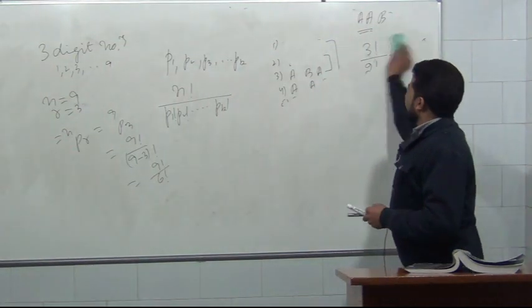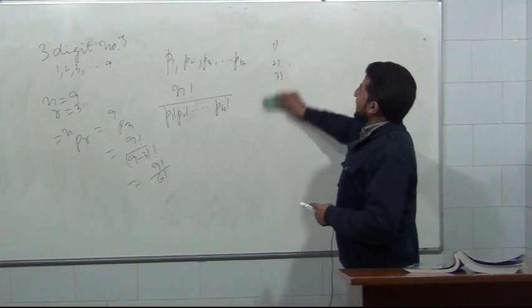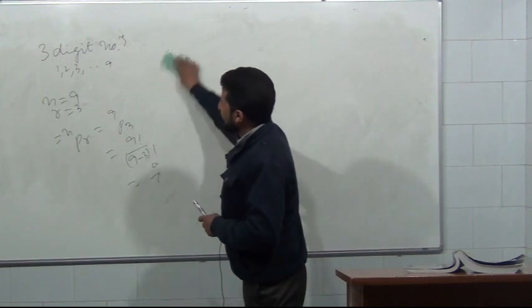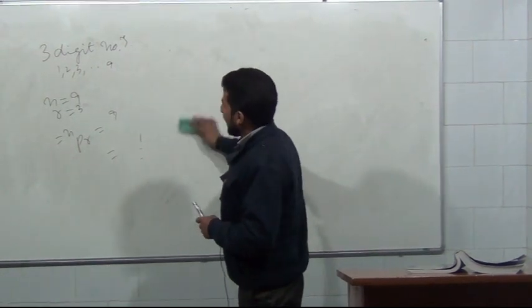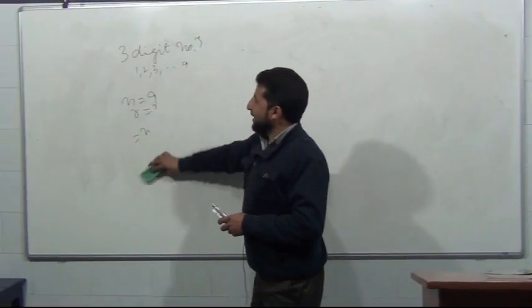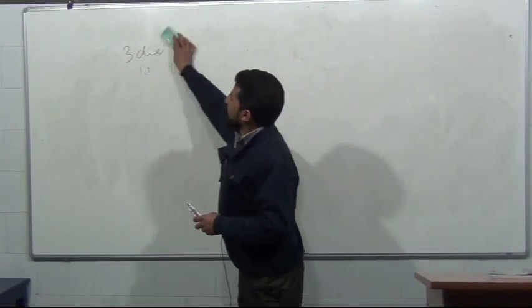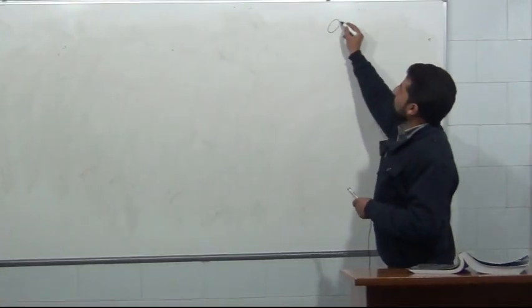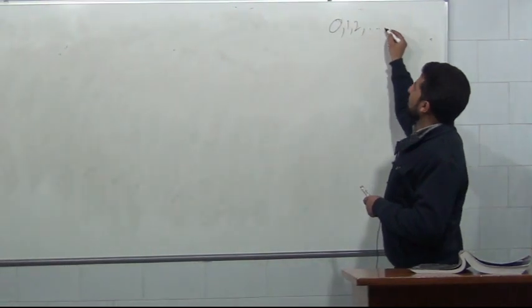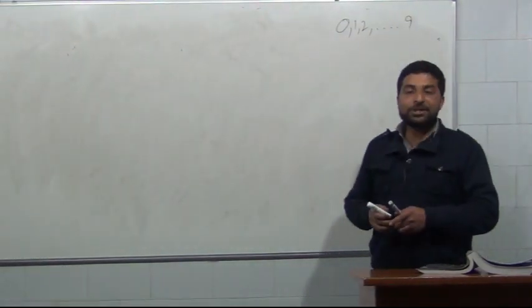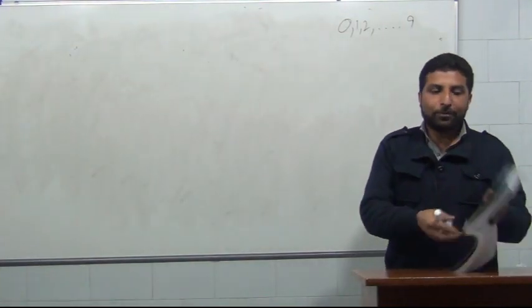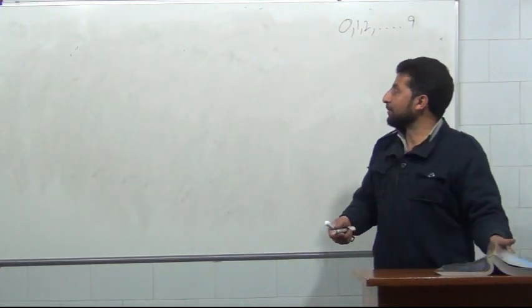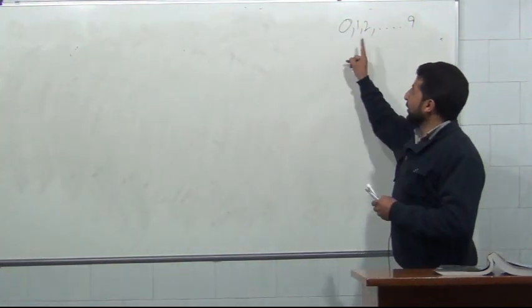Why? Because the digits start with 0. You have to start with 0, 1, 2, 3, 4, up to 9 symbols. How many symbols do you have? You have 10 symbols, so you have exactly 10 digits, starting with 0, 1, 2, and so on, up to 9. And you have to make 4-digit numbers. Look here, here is a question.